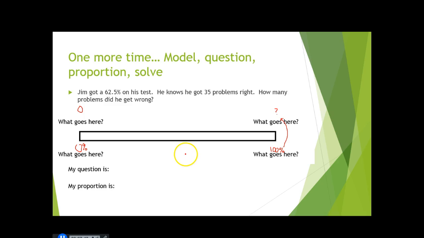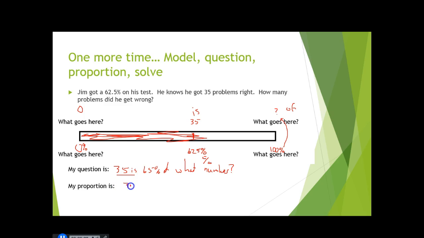And 35 problems, 62.5% is about, I don't know, right here-ish. So you'd fill this in, and you have 35, and you have 62.5%. So 35 is 62.5% of what number? And then that's going to be is, and that's going to be of, and that's going to be percent.